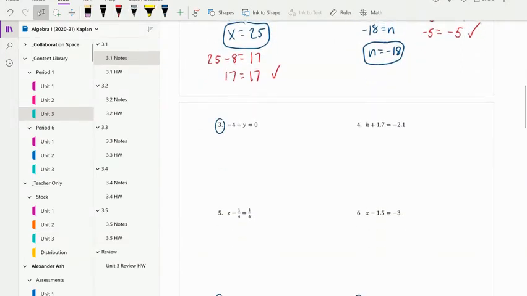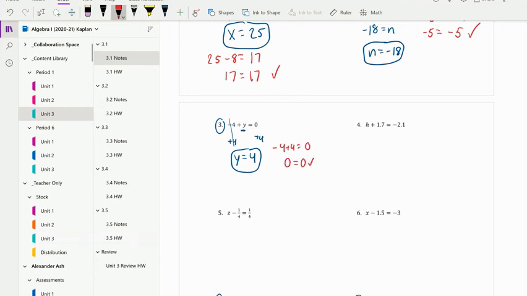Moving on. This next one, negative 4 plus y equals 0. Again, we're trying to isolate the y. And if we've got this, we want to add 4 to both sides in order to isolate our y. Your negative 4s on this side cancel to give you y equals, and 0 plus 4 is 4. We should hopefully be feeling pretty good now. And if you check that, negative 4 plus 4 equals 0. Well, negative 4 plus 4 is indeed 0.